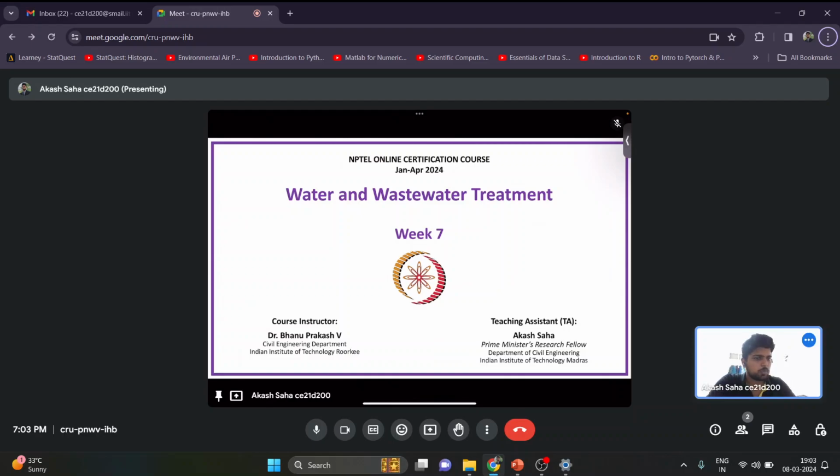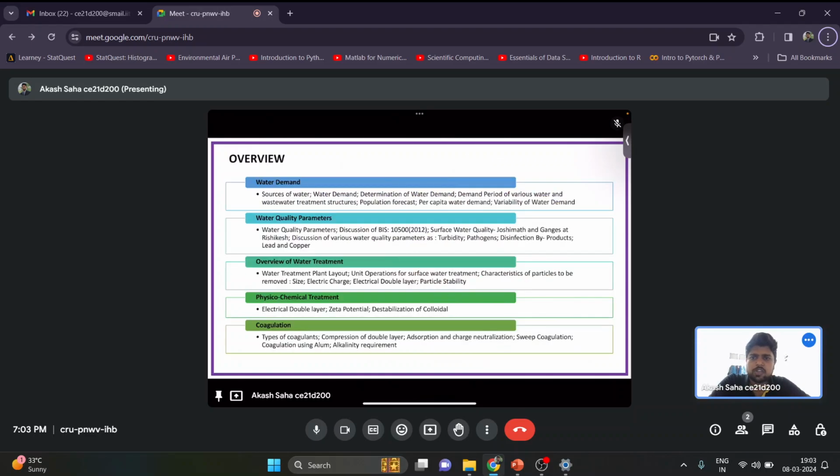So we will quickly go through the contents of week 7. In week 7, we started with water treatment, where we first saw the water demand and the various demand periods of various water and wastewater structures, the population forecasting, the per capita water demand, and the variability in the water demand.